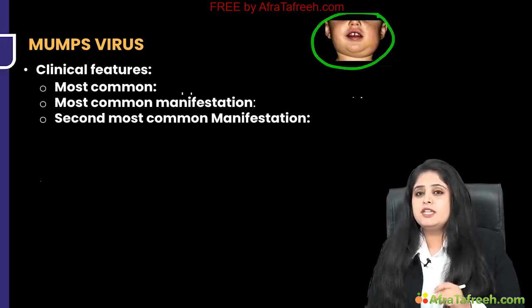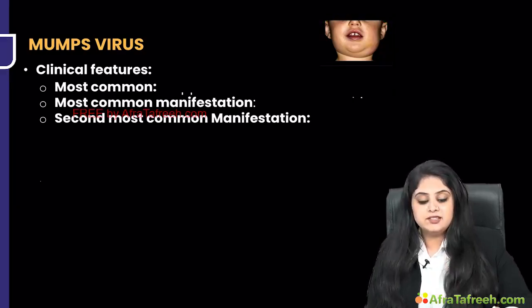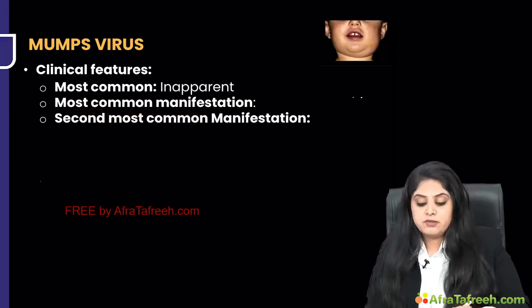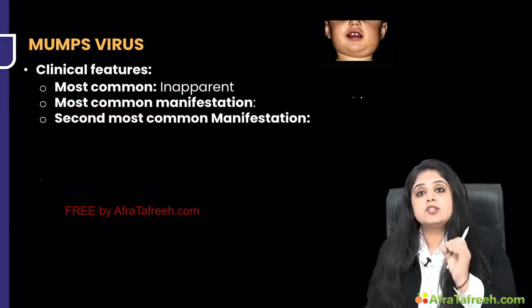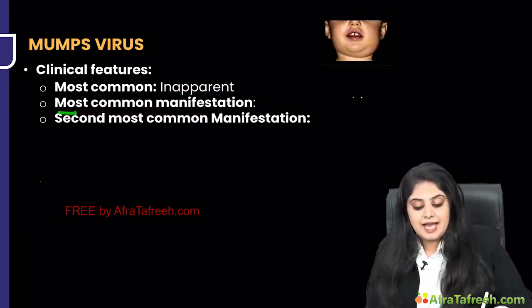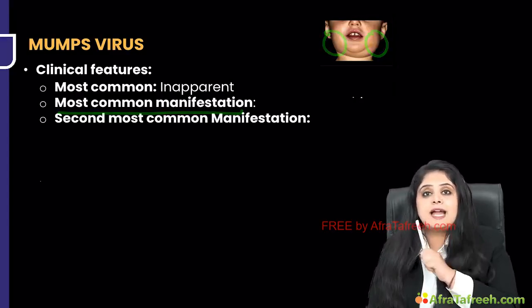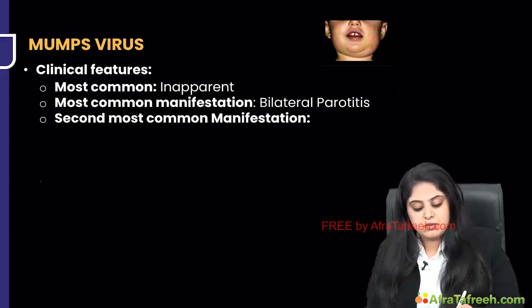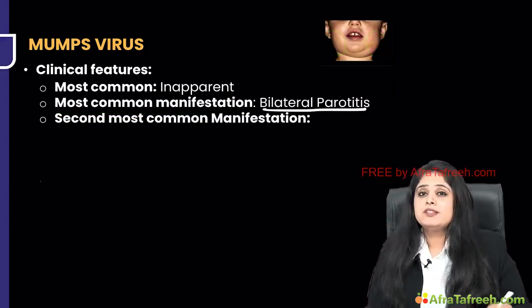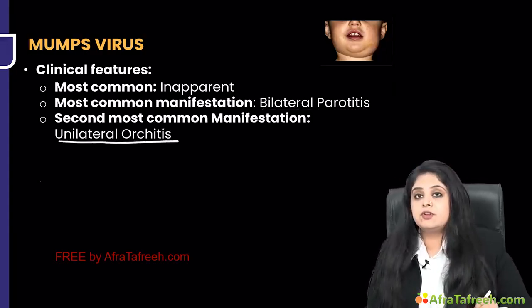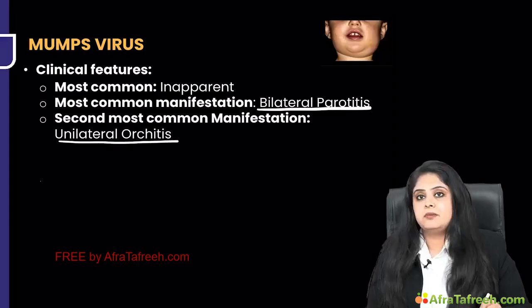I told you, I will show you a very cute little kid and I call him Jerry, and that is known as mumps. Mumps is what? So obviously, if I ask you what is the most common feature of mumps virus, you will say, ma'am, nothing. The most common feature is inapparent. Most of the patients actually don't have anything. But when they have a manifestation, I think you can see why is this kid so cute, chubby, because he has bilateral parotitis. Bilateral parotid gland involvement will be noted. What is the second most common manifestation? That is going to be unilateral orchitis. So it means there is involvement of testis, unilateral orchitis, and involvement of bilateral parotid.